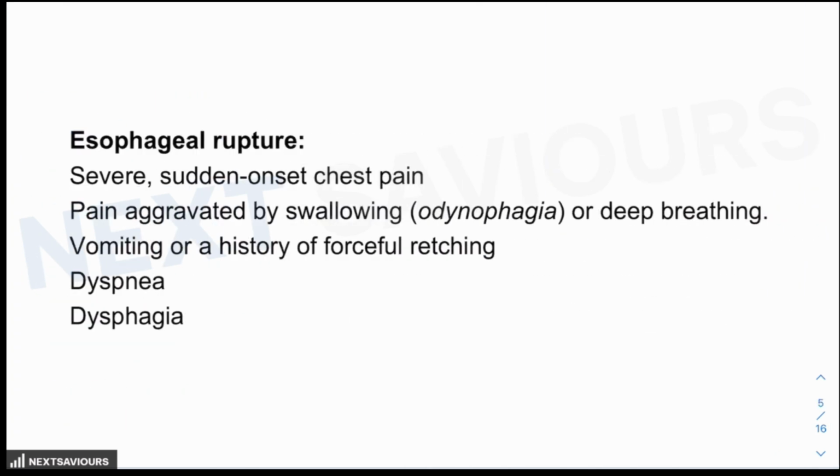differential diagnoses. Now, as far as esophageal rupture is concerned, it presents with severe sudden onset chest pain, often described as tearing or retrosternal, which radiates to the back, shoulder, or neck. Now, the pain is aggravated by swallowing, that is odynophagia, or deep breathing. The history of vomiting or forceful retching is commonly present because it is a common precipitating factor, although it is not provided to you in the question.